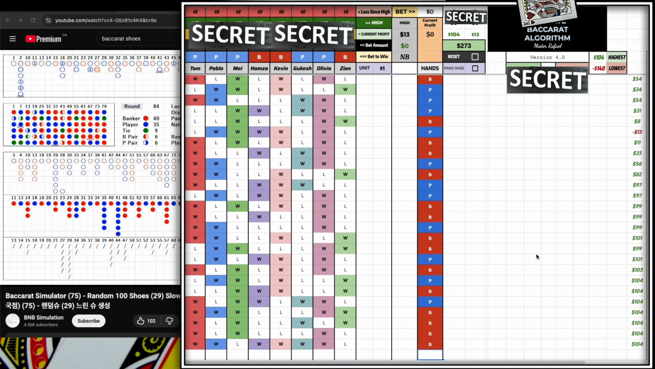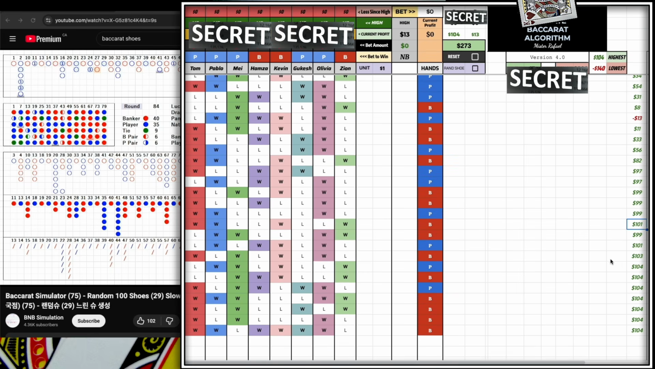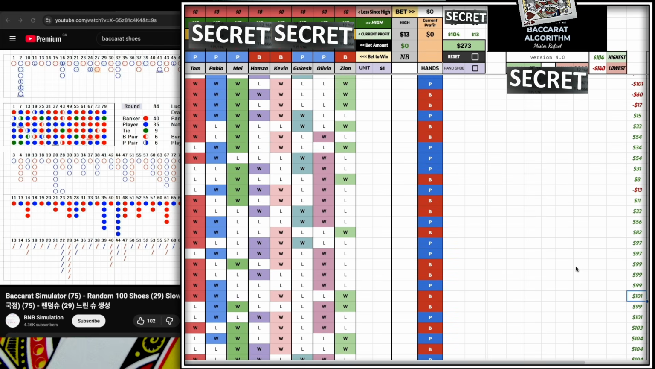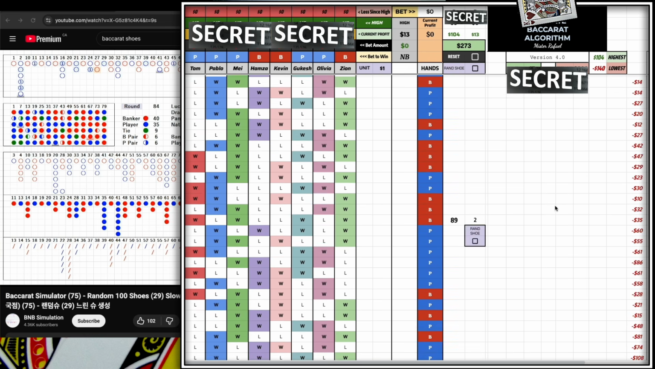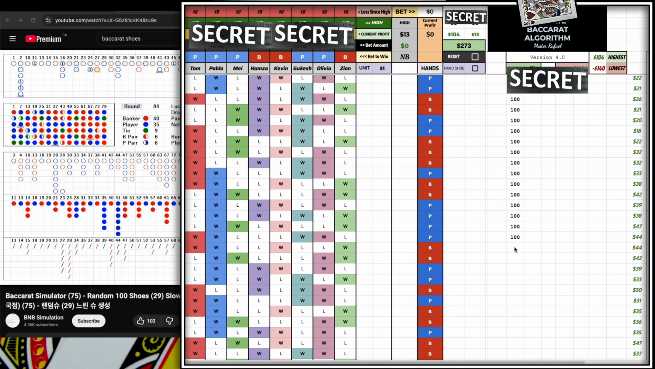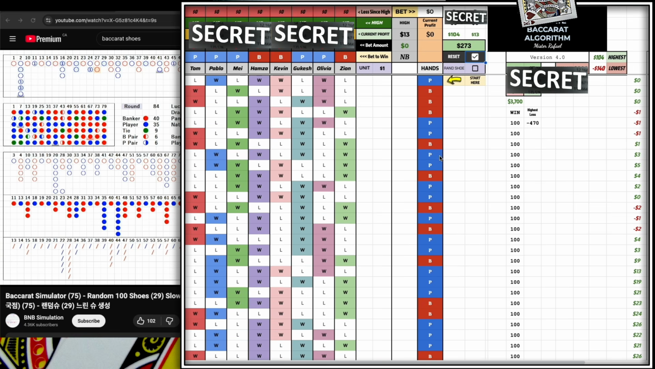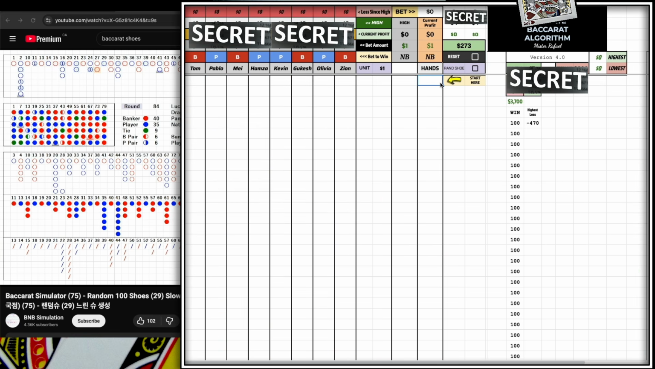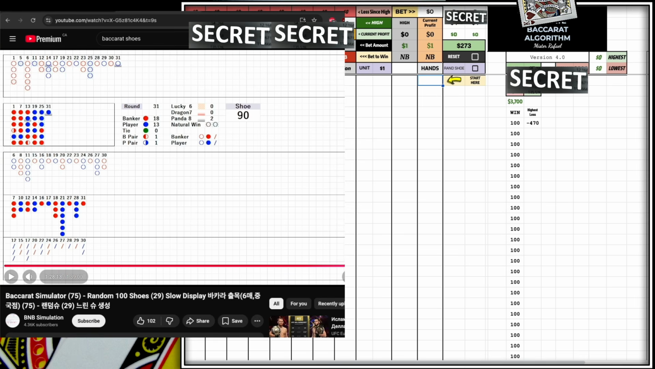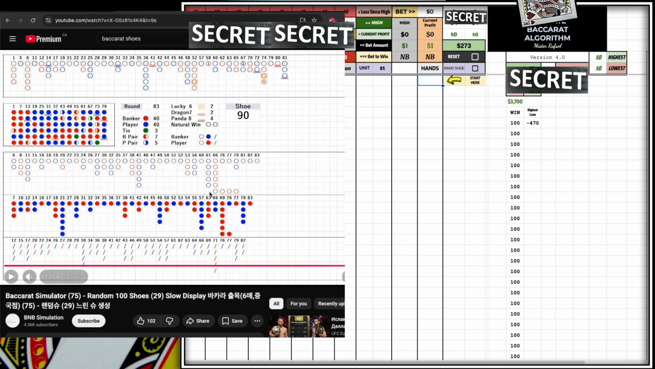And we've hit the win goal once again. That was right here, 101. That is where we would have stopped. Biggest drawdown was minus 140. Okay, so no need to update. Let's add another $100. Okay, shoe 90. 10 more shoes to go. Almost there, guys. 3,700 in profit. Wow. Okay, shoe 90. Here we go.